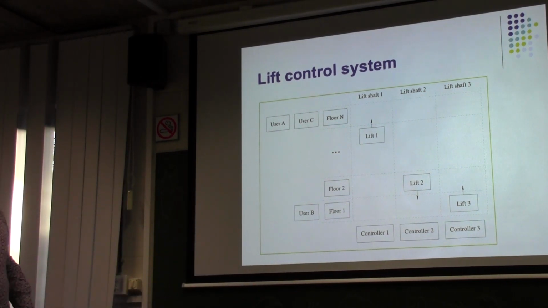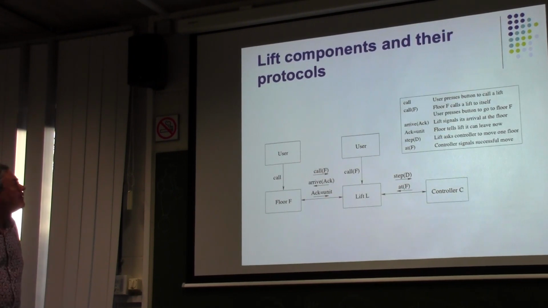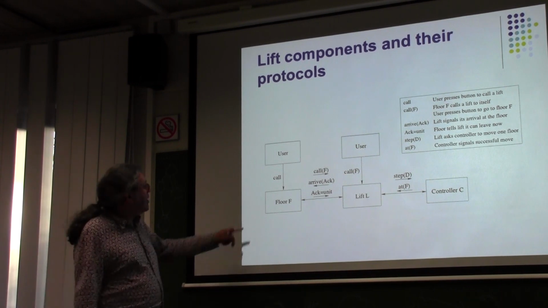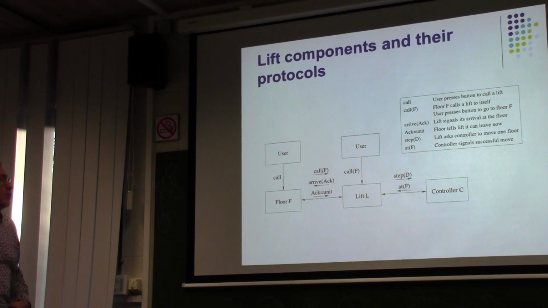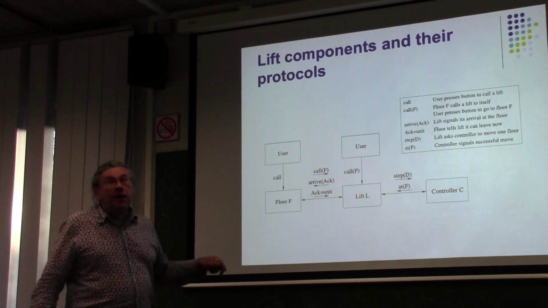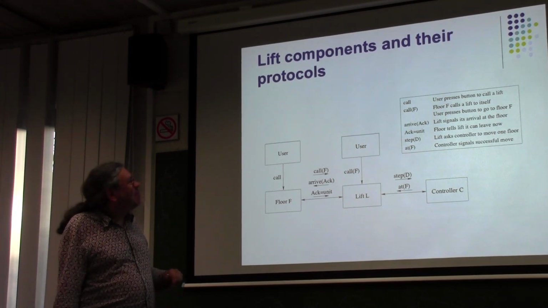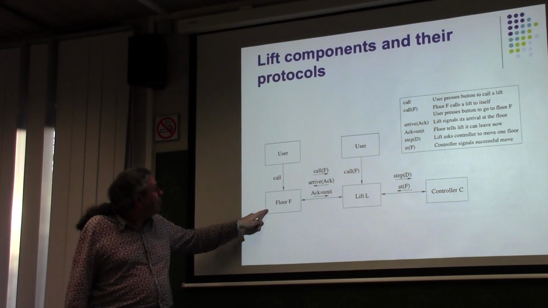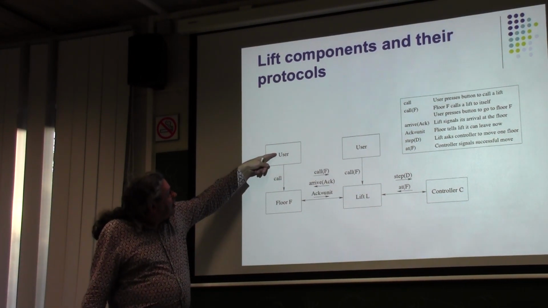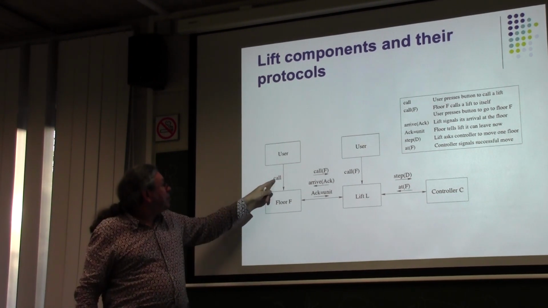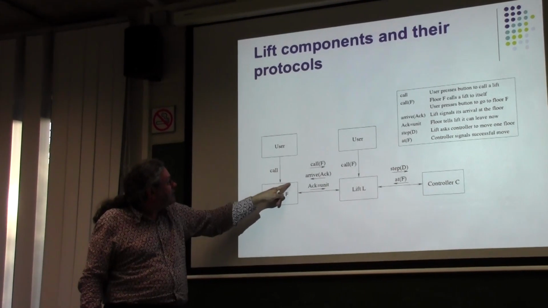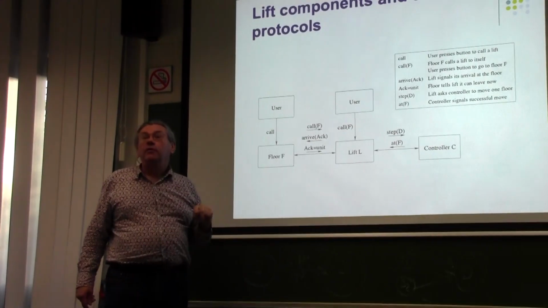Okay? That's nice. But now we have to look at what the protocols are between these components. Here's basically a summary. The protocols here are actually quite simple, but you can make them more complicated. I'll show you a more complicated example at the end. But here it's very simple. So the human user can press the button. He's sitting on floor 10 and wants to call a lift. So he presses the call button, and that sends a call message to this floor component.